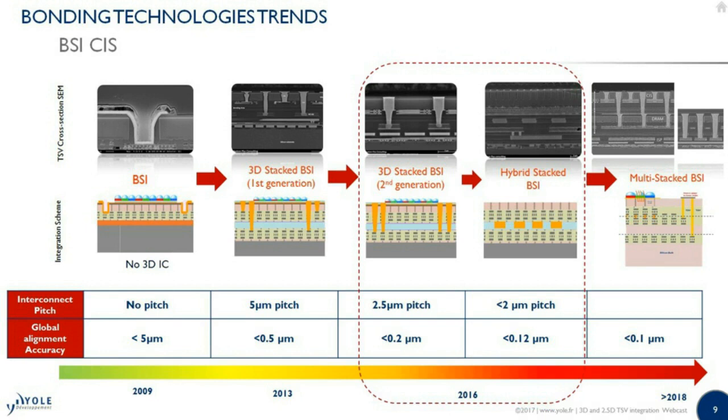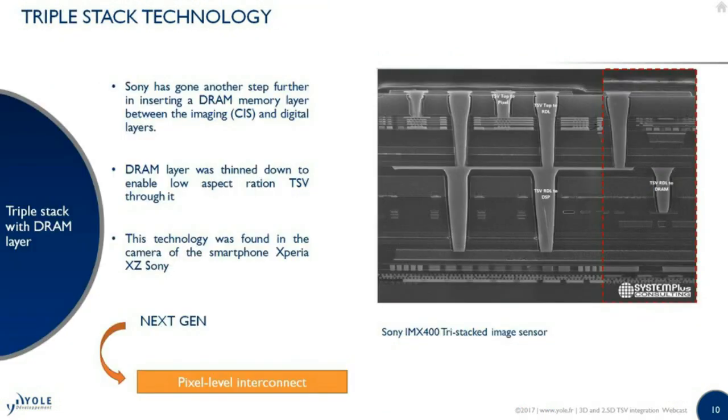To gain in performance and to answer the new needs of consumers, there have been quite a lot of changes in smartphone cameras over the last years, and we expect more to come. To illustrate, this year Sony has launched a triple stack CIS with a thin DRAM stack between the pixel layer and the digital signal processor.